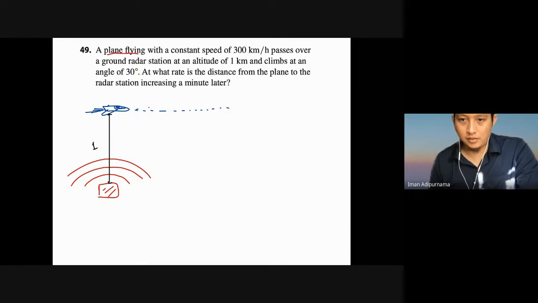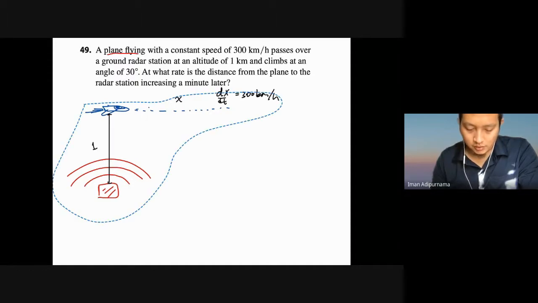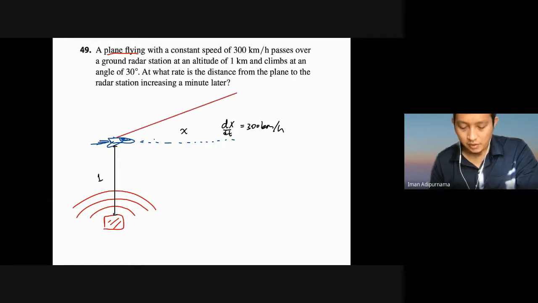And then let's say this is x. So dx over dt is 300 kilometers per hour. But it keeps increasing. Oh, I need to make it a little bit lower so that you can see it has some certain angle. So it climbs at an angle of 30 degrees. So this is maybe climbing like that, and this is 30 degrees from here.